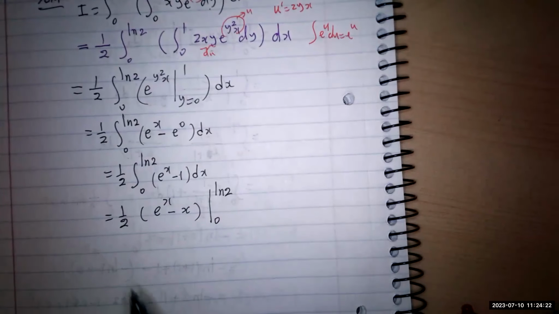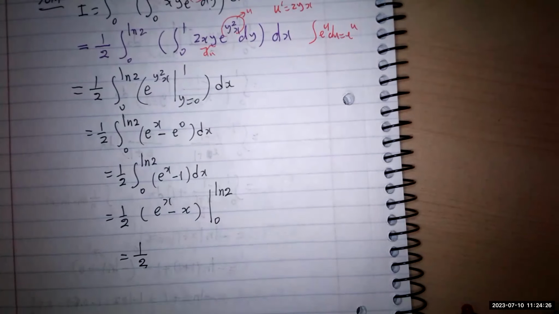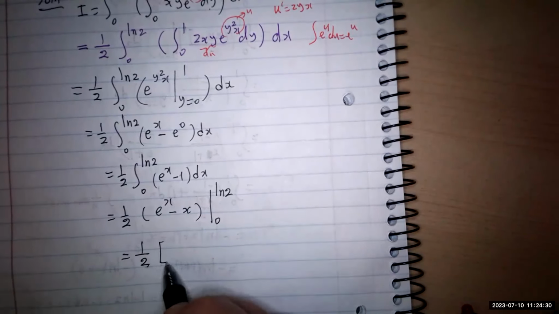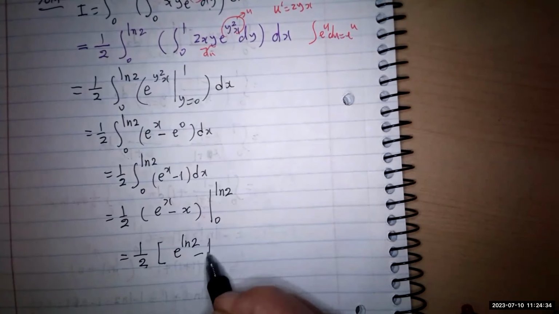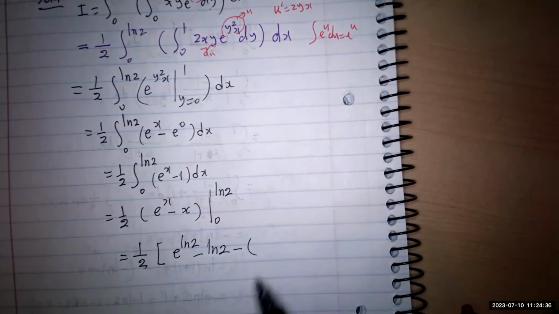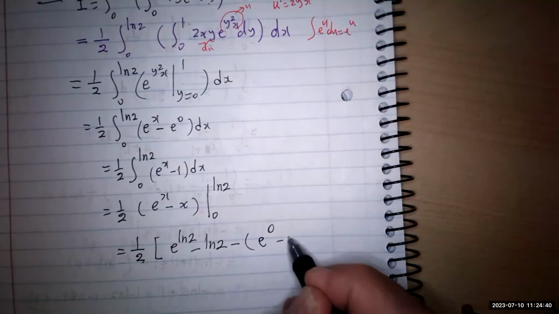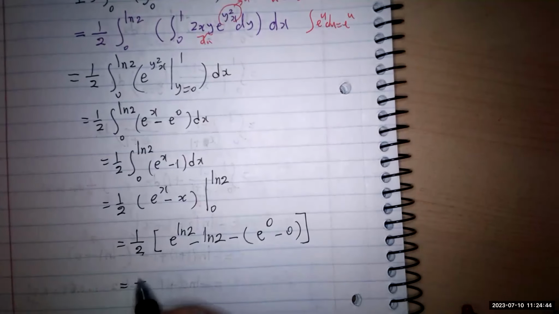Substitute, use your calculator if you need it. It's going to be 1/2. Okay, 1/2. We are going to substitute for ln2 first. So it's going to be e to the ln2 minus ln2 minus, replace the x by 0. So that gives e to the 0 minus 0.